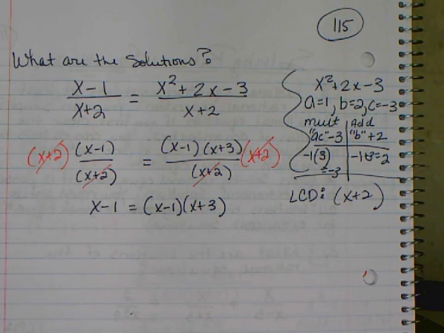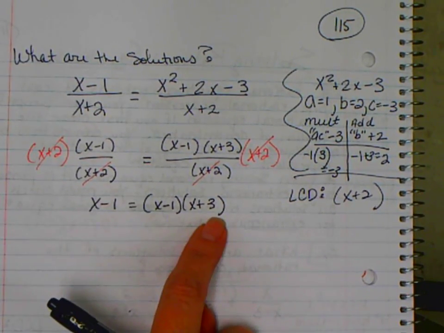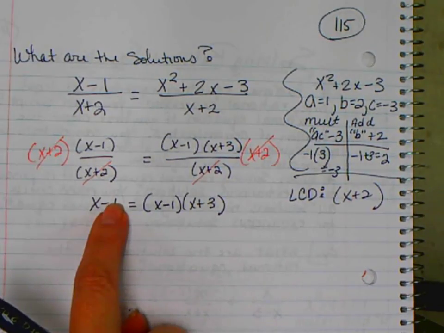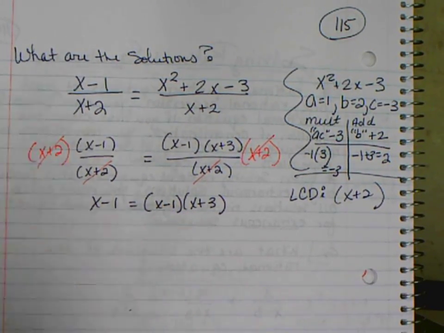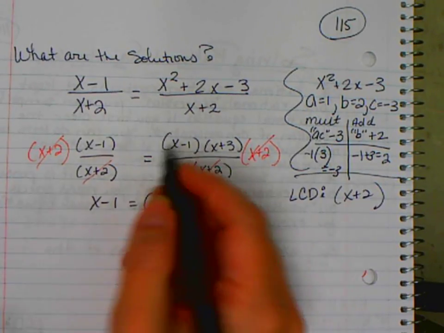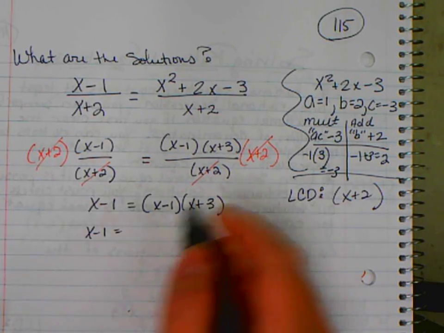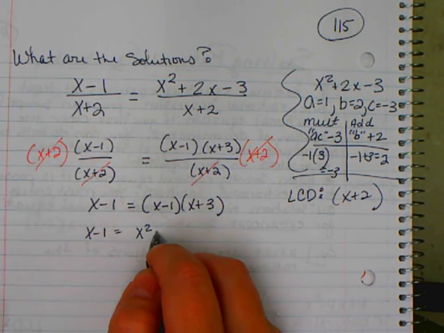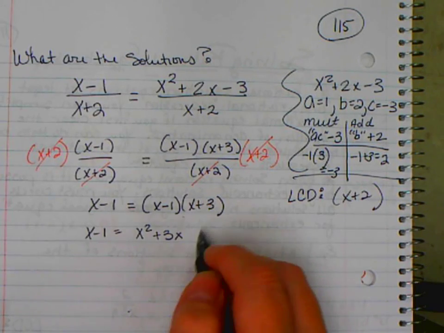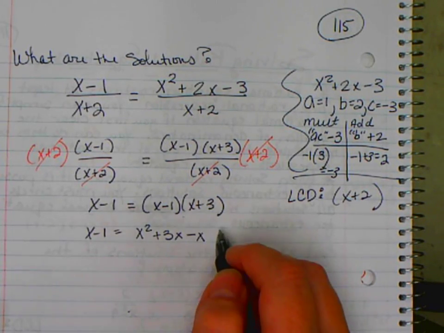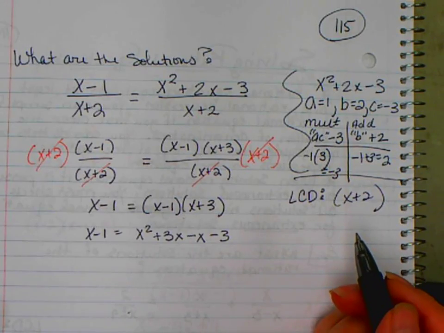Remember, I'm trying to solve for x, not just factor. Trying to solve for x. So, what do you think I should do now? I should FOIL this, because I can't bring the x minus 1 over here until I get rid of those parentheses, right? So, I'm going to distribute: x times x is x squared, x times positive 3 is positive 3x, negative 1 times x is negative x, negative 1 times positive 3 is negative 3.